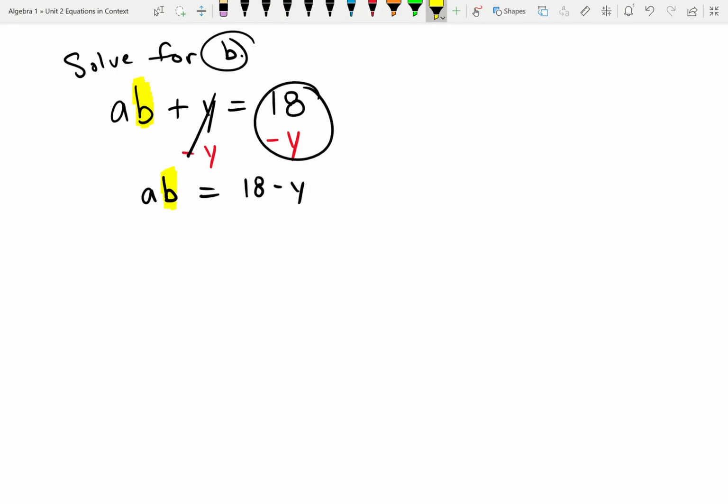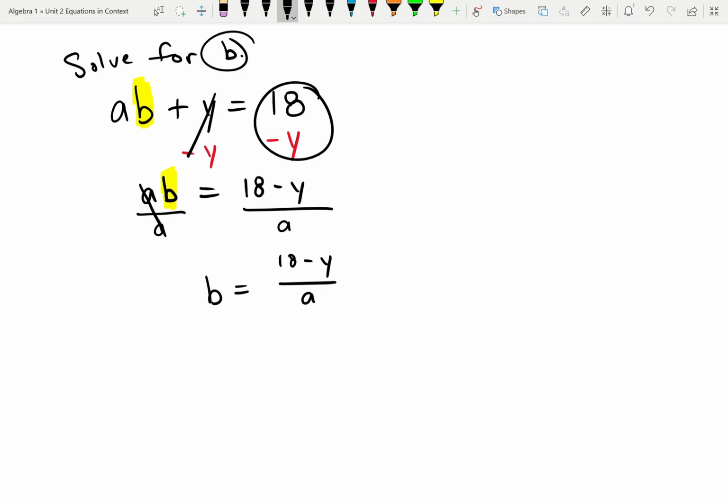we have to think what is happening on the left-hand side. We're doing a times b, so it's multiplication. The opposite of multiplying a is dividing by a. So we have to divide both sides, the entire side, by a. Right here, that cancels out here. We divide the entire side by a, and we can just leave it like that. So b equals this entire fraction, 18 minus y divided by a.